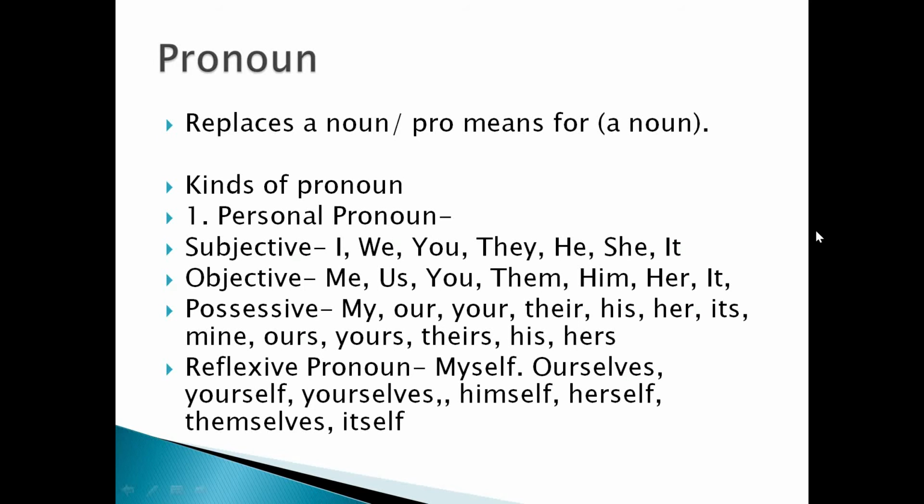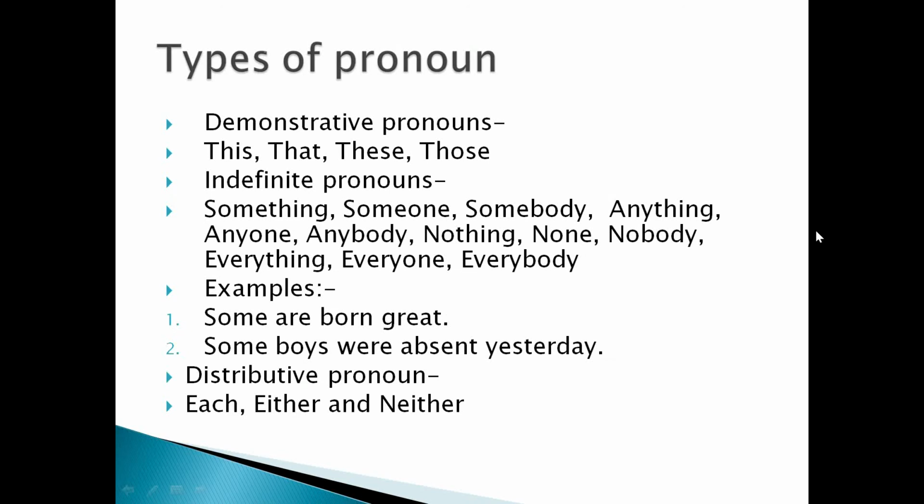And when we talk about demonstrative pronouns, these are this, that, these, those. And when we talk about indefinite pronouns, these are the examples: something, someone, anything, anyone, somebody, anybody, one, all, few, many, nobody, none, some, everybody, everyone, everything, nothing. For example, we can see the use of one of them in a sentence, that is, some are born great.